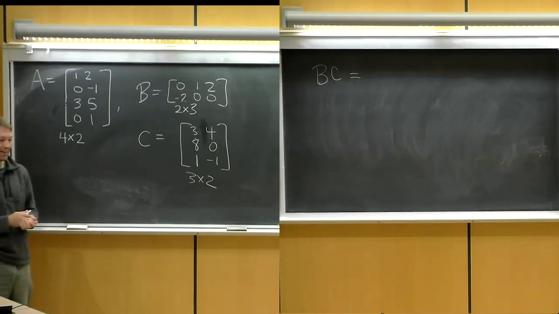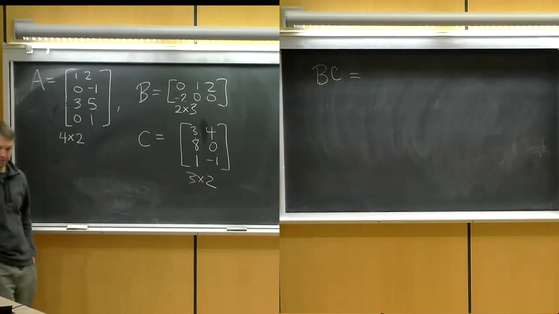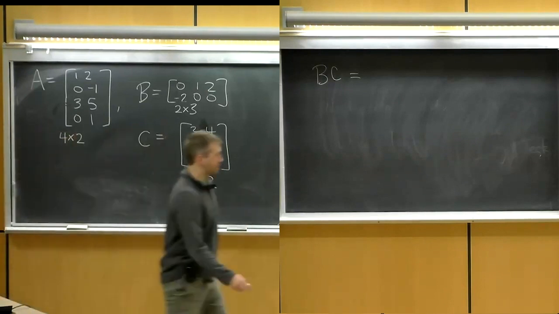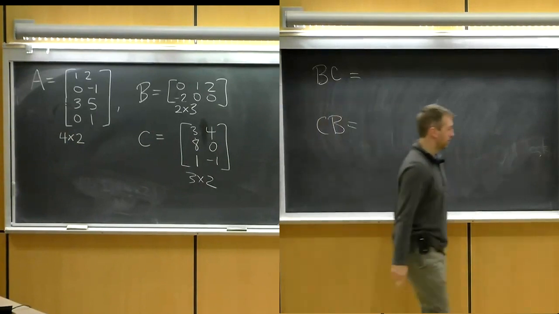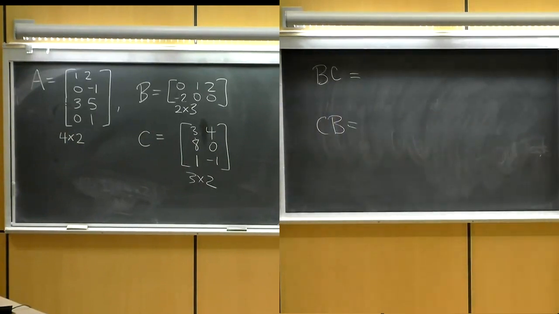Yeah, and it's most likely going to give you a different answer to do C times B, I think. I'm not sure, though. If you're finishing this really quick and you want more practice, then multiply C times B, right? But let's focus on B times C first.